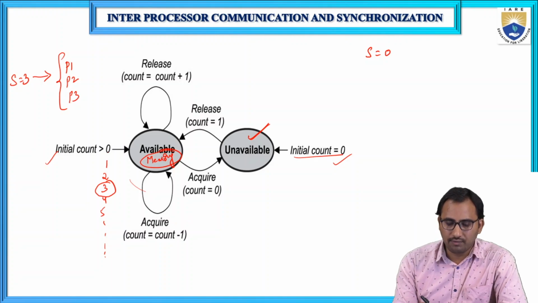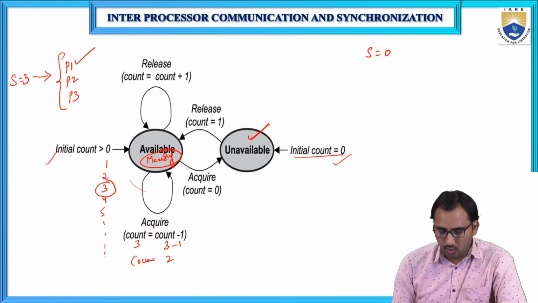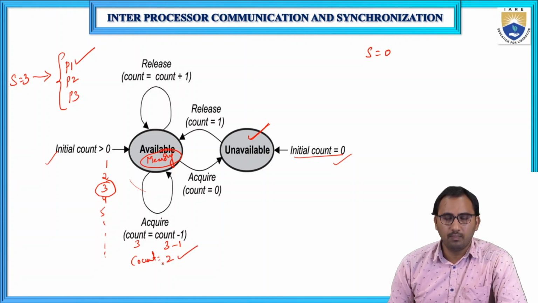Suppose currently only P1 is utilizing the resource. That means one process is utilizing. Then what will be the semaphore value? Already, out of the 3, one is utilizing the resource, so its count will be decremented by 1. The initial count is 3, and the updated count value is 3 minus 1, that is 2. So only the remaining 2 processes can utilize the resource.